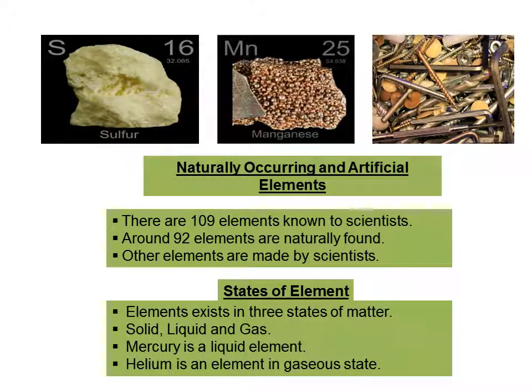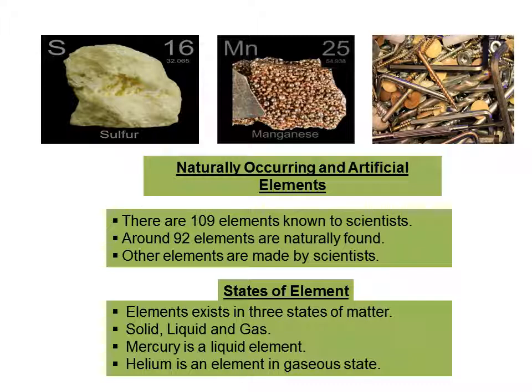In order to avoid the complexity, or for the sake of convenience, the scientists have divided the total 109 elements into two main classes. The first class is naturally occurring elements and the second class is artificially prepared elements. Out of 109 elements, the first 92 elements are naturally occurring elements, and the remaining 17 elements were discovered by the scientists in the laboratory by different artificial methods.